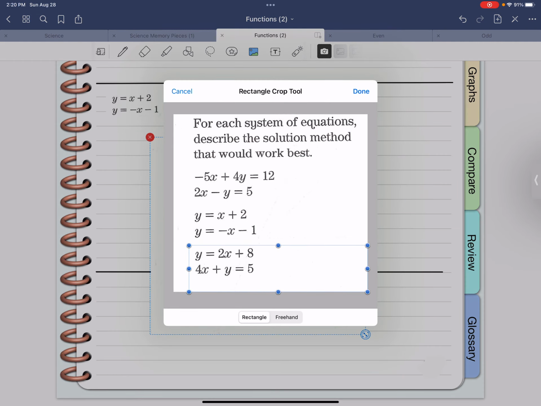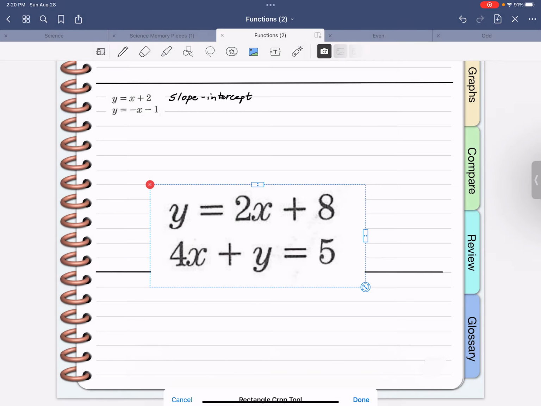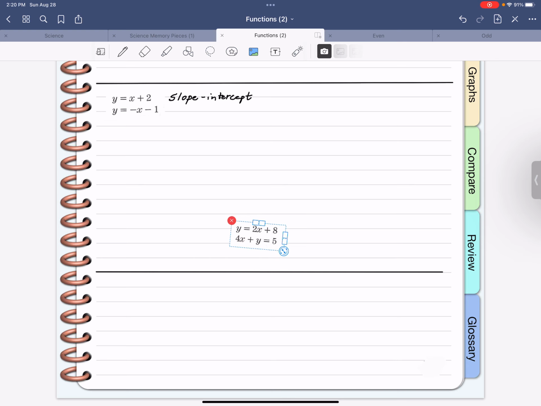I had a question about the app that I'm using here for this process. It is GoodNotes. If you have an iPad with a pencil, you need the GoodNotes app to be able to do what I'm doing here.